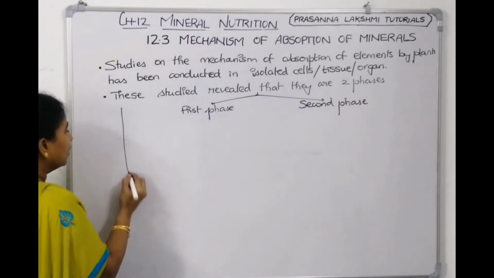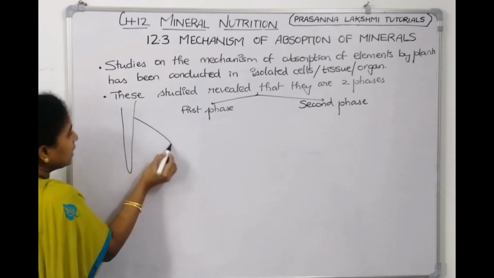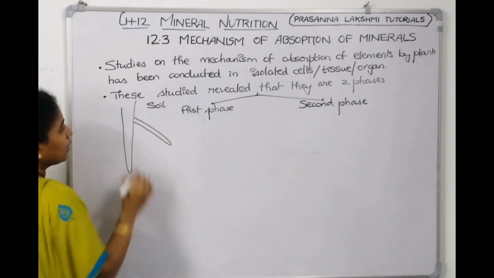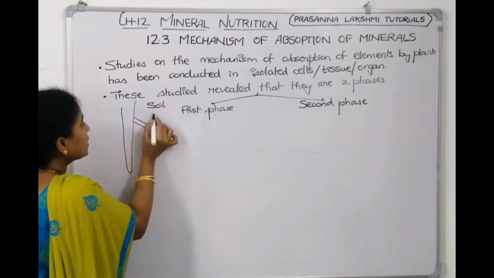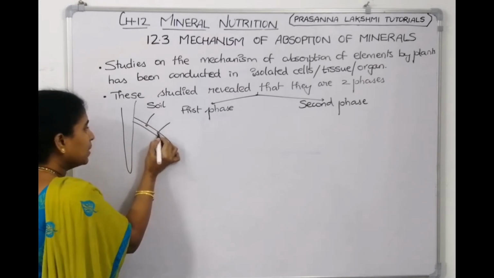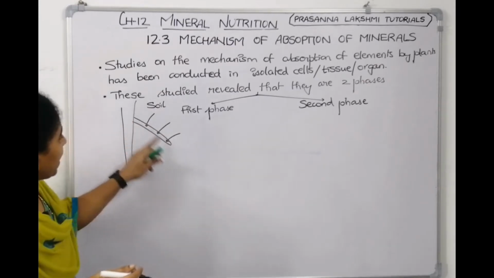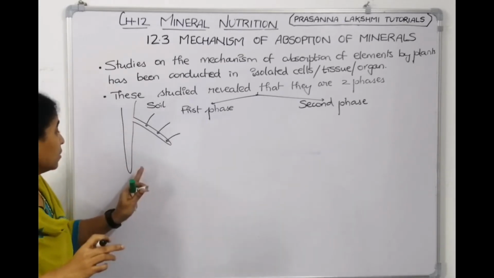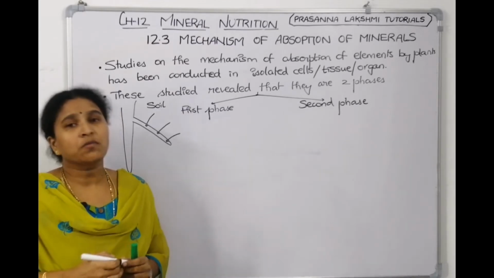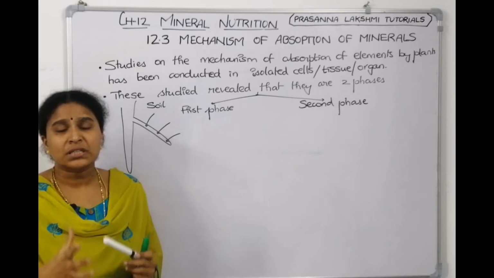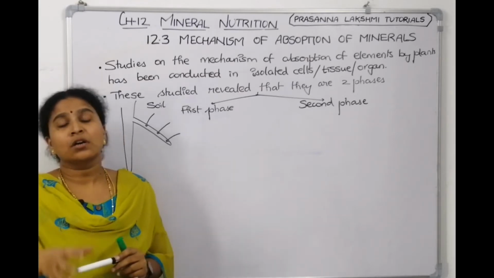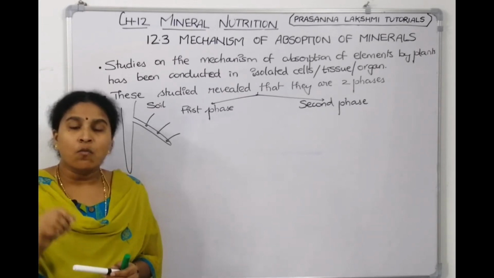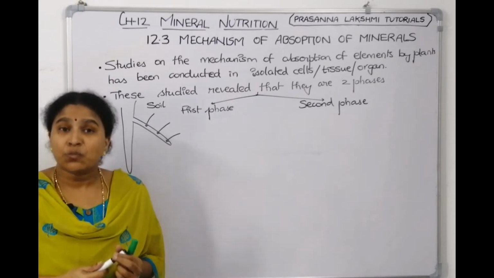Now, for example, if this is the root and this is the root hair and this is the surrounding soil. Now, from the soil, the minerals are coming into the spaces. So, the first phase is rapid movement. From morning to evening, you did not water your pot, so it is completely dry. The root is completely dry. The moment you add water to the soil, the root initially takes water very fast. So the initial phase of water absorption and mineral absorption is very rapid.